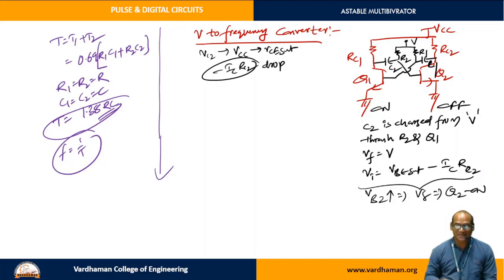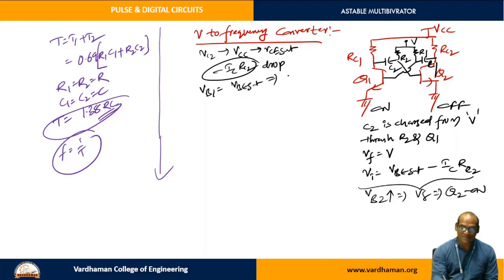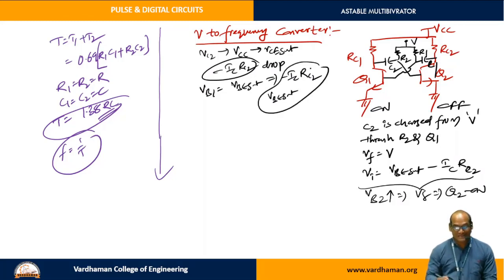But this sudden change in voltage will be applied to the base of Q1. So what will happen? Previously it is VB sat. Now because of this operation, it changes to VB sat minus this value. So this is the initial value actually.